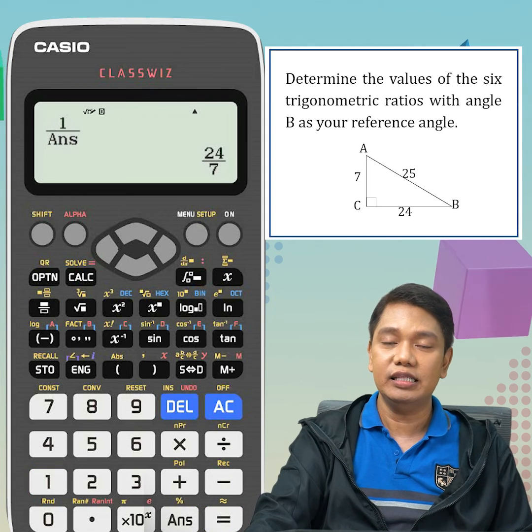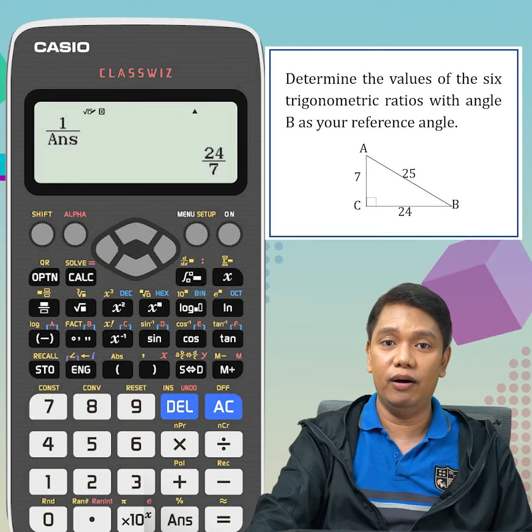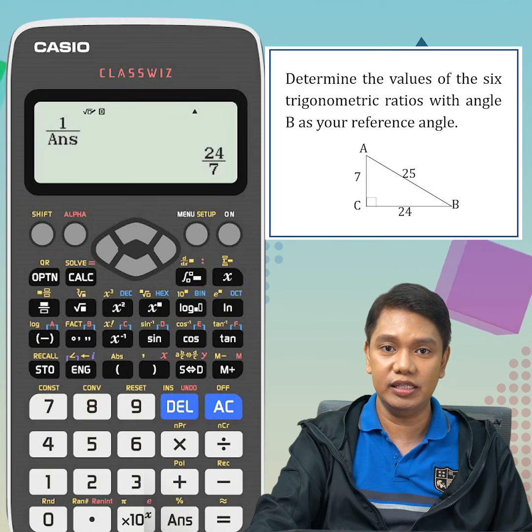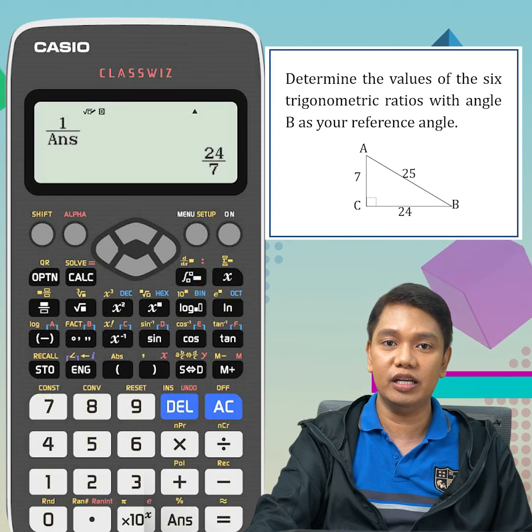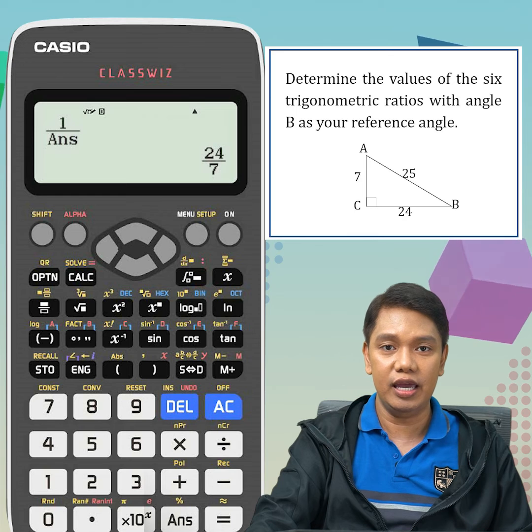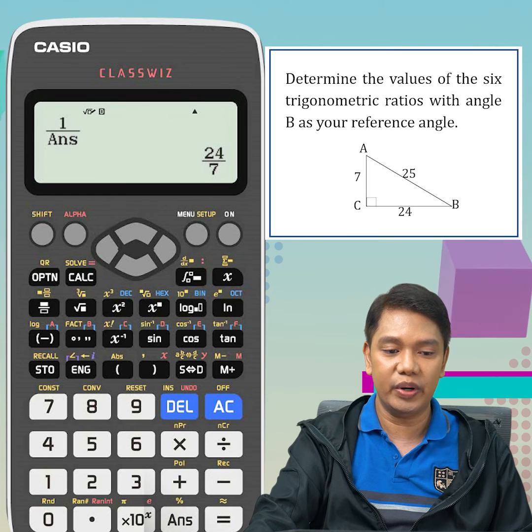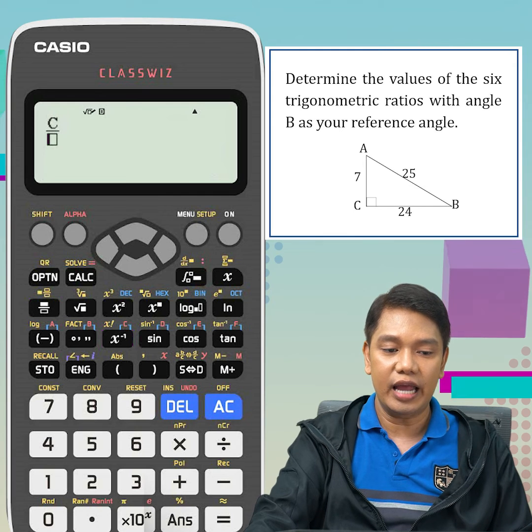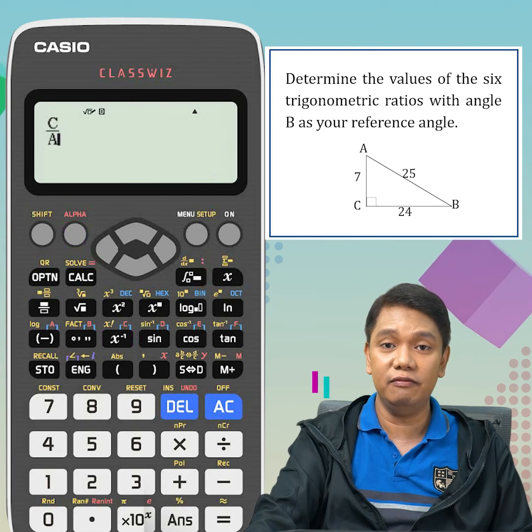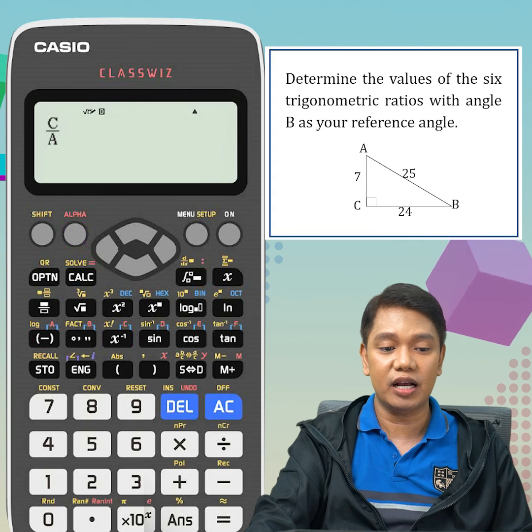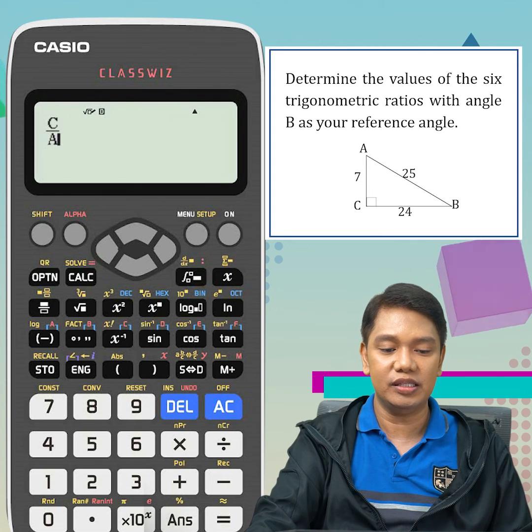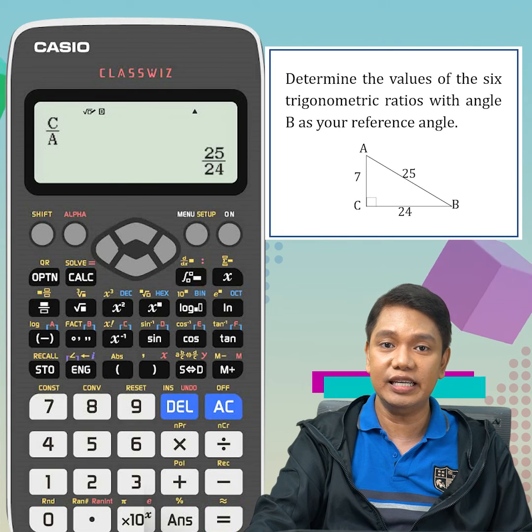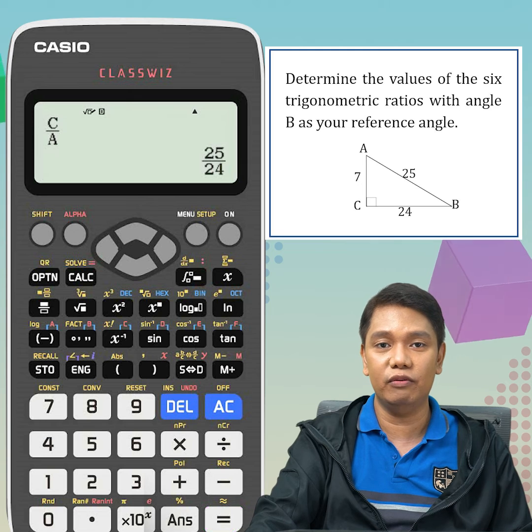Now for secant. Secant is the inverse of cosine, and cosine we all know is A over C. Therefore, secant will just be C over A. Doing so, press alpha and then the inverse button and then fraction bar and then alpha again and then the negative for variable A. So we have the fraction C over A. Pressing equals, we have 25 over 24. Therefore, secant B is 25 over 24.